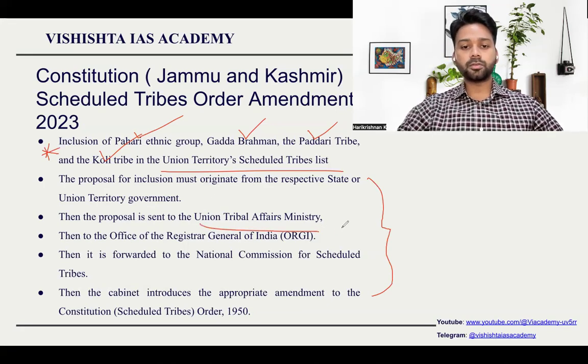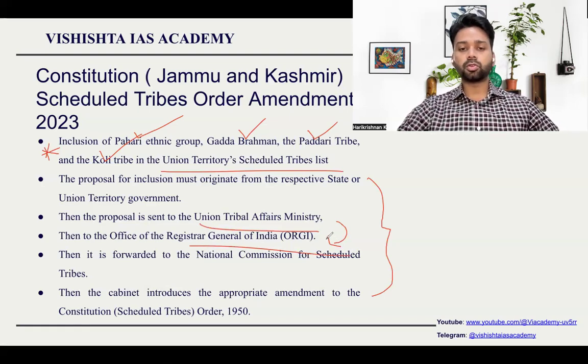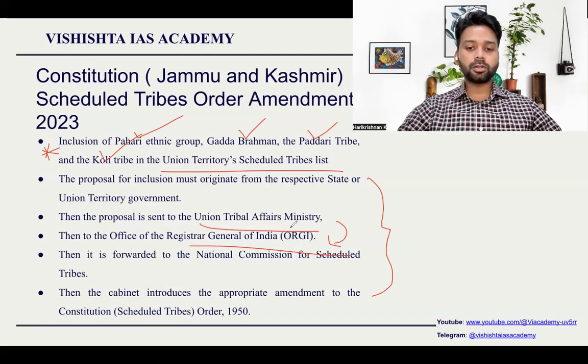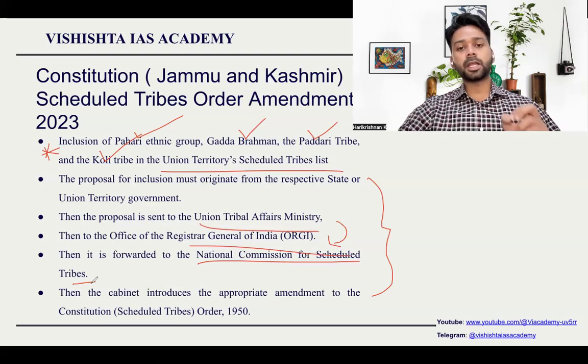The Tribal Affairs Ministry will send it to the Registrar General of India. The Registrar General of India will conduct an examination whether this tribe has to be included under the scheduled tribe list or not. Based on that, it will forward the request to the National Commission for Scheduled Tribes, which will place a report to the government.